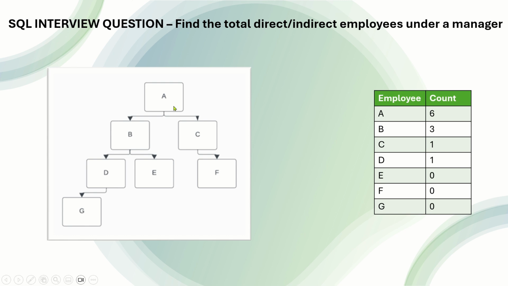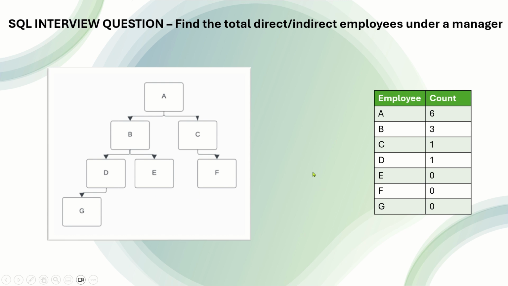For example, the topmost manager A has a total count of 6, because A has B, C, D, E, F, G, total 6 employees. That contains both direct and indirect employees. Employee B has 3: D, E and G. Two of them are direct employees and one of them is an indirect employee. Employee C has only one, F, and employee D has only one, G, and the rest of them have 0.